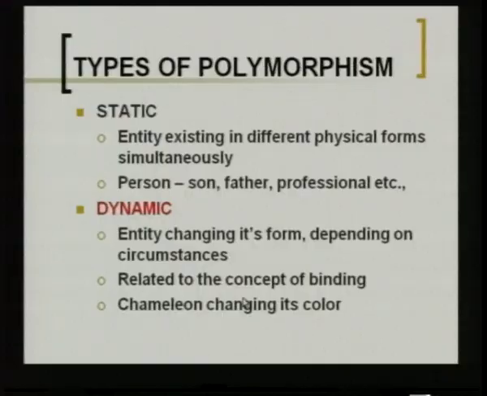The dynamic form of polymorphism, you have an entity which changes its form depending upon the circumstances. So, this is related to concept of binding, which we will be seeing in C++. An example for this is you have these chameleons which change their color when they see an enemy approaching. You have some fishes which send out some kind of enzymes when they know that danger is around. You have frogs which croak to indicate some kind of signal.